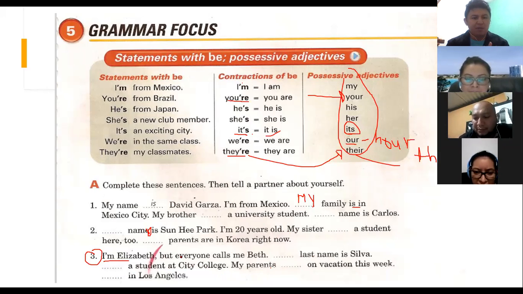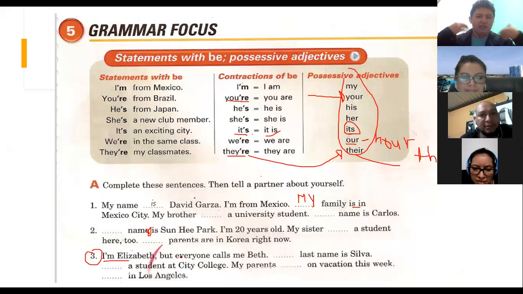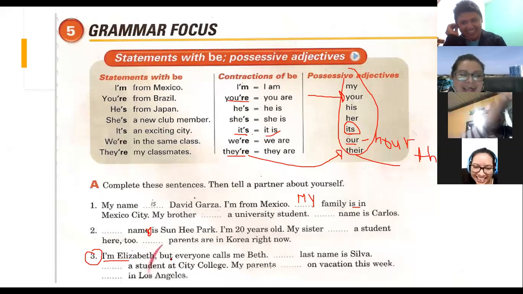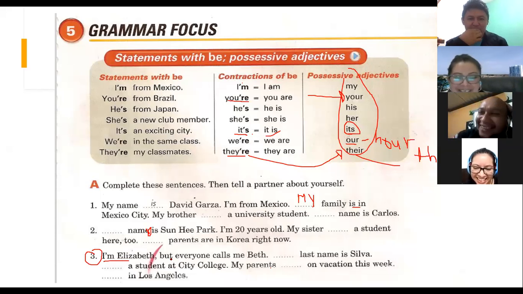My last name is Silva. I'm a student at City College. My parents are on vacation this week. They're in Los Angeles. You have to try to say it fast, verdad? You have to try it fast. You know, yes. But everyone. Ya parezco la papa. La papa Soloma, ¿verdad? Pero con dignidad, ¿verdad? Yeah, you know, with pride.